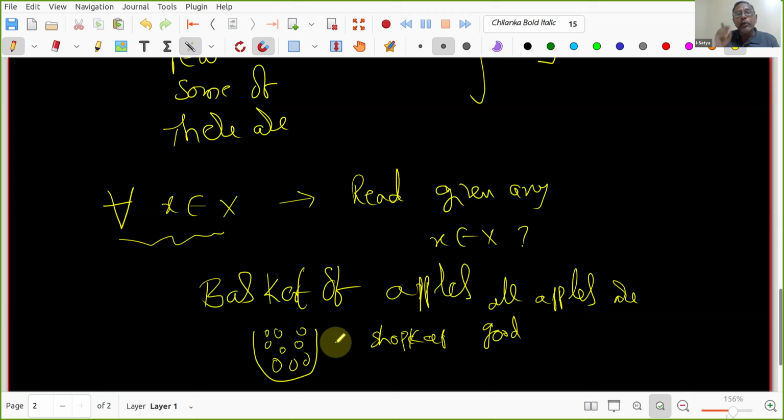But who is giving the apple? Is it the shopkeeper giving, or are you choosing the apple? That is important. If the shopkeeper gives, then he knows which apple is good, and he will show that. He will say, look at this apple, it is very good, purchase the entire basket. You will not do that. You will choose the apple.